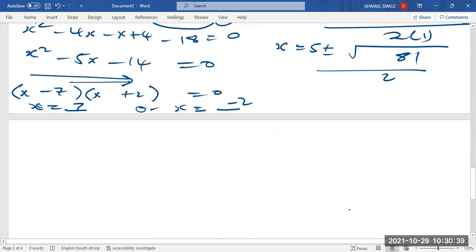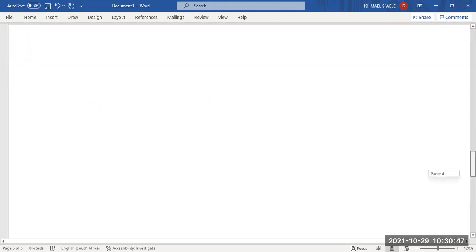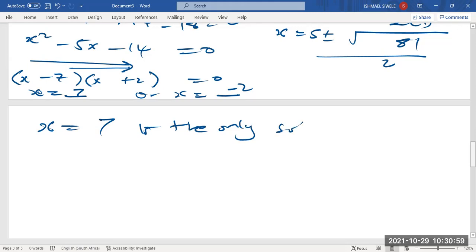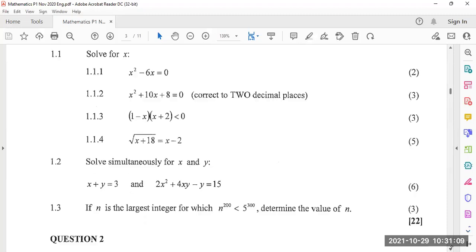So let me just acknowledge that. You just have to acknowledge that as well when you are doing this on your own. Since you have seen that x equal to negative 2 is not a solution, you're going to say x equal to 7 is the only solution. In that way, you will have answered the question fully. That is it, to allow you the 5 marks there.